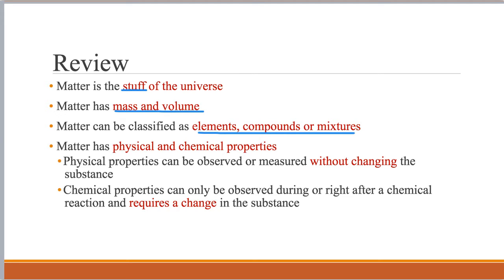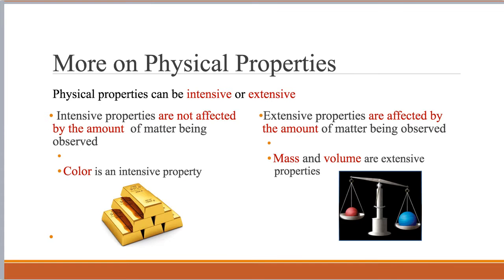Matter also has physical and chemical properties. Physical properties can be observed or measured without changing the substance itself, but chemical properties can only be observed during or just right after a chemical reaction. And so to be able to see chemical properties, we have to have a change in the substance. So physical properties can be further defined as intensive or extensive.